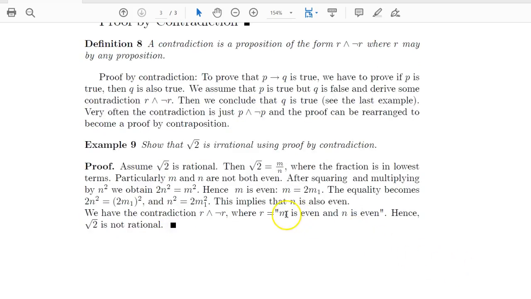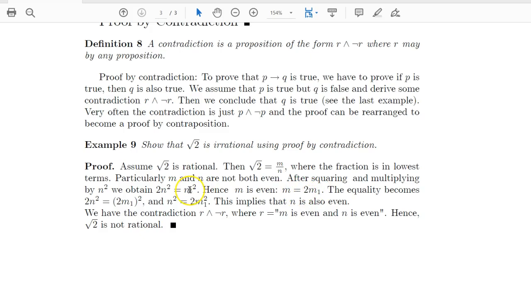An example of proof by contradiction is example 9. Show that root of 2 is irrational using proof by contradiction. Assume that root of 2 is rational. Then root of 2 can be written as a quotient of two integers in lowest terms, which means that all possible cancellations in this fraction are already done. Particularly, m and n cannot be both even. After squaring and multiplying by n squared, we obtain this equality. This shows that m is even, which means that m is equal to 2 times m1, where m1 is some positive integer.